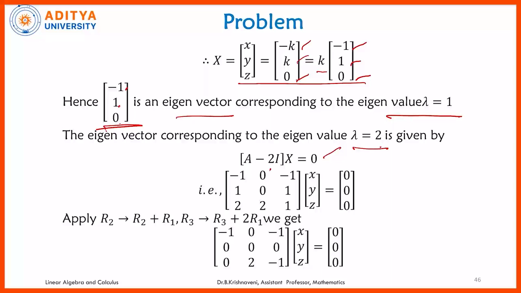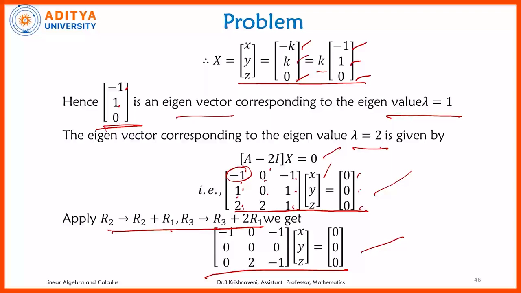On doing this, we got this, that is, the matrix [-1, 0, 1; 1, 0, 1; 2, 2, 1] times [x, y, z] equal to [0, 0, 0]. So now we need to find the solution of the system again. For that, we applied row operations, R2 as R2 plus R1 and R3 as R3 plus 2R1. Here we fixed this and made these two entries zeros using row operations. On performing this, we will get this.